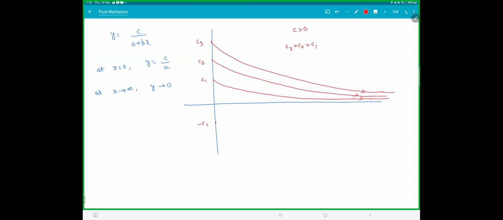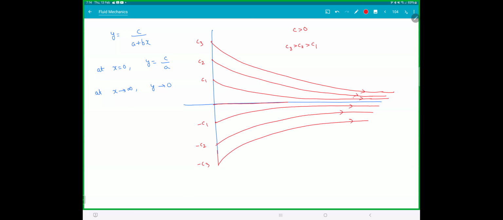Similarly, if you take minus c1, it looks like this. Minus c2, minus c3. There is one streamline in the center also. It is flowing along the x-axis. This is how the streamlines look. They start from the y-axis and they converge at the x-axis at infinity. The streamlines are getting closer and closer, but they'll never meet. This is for c negative.